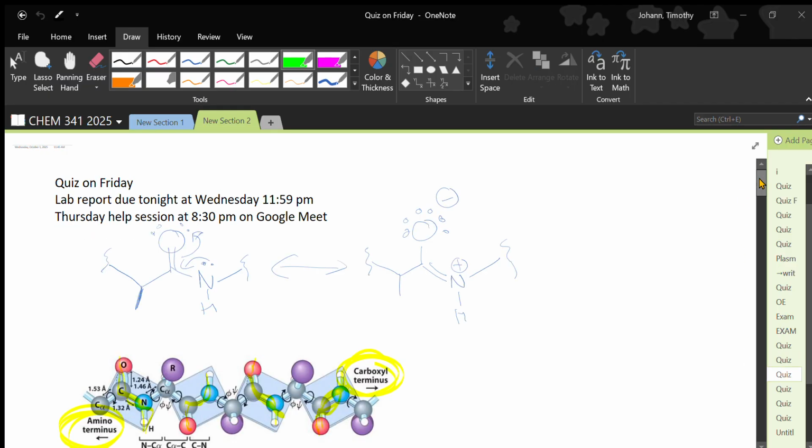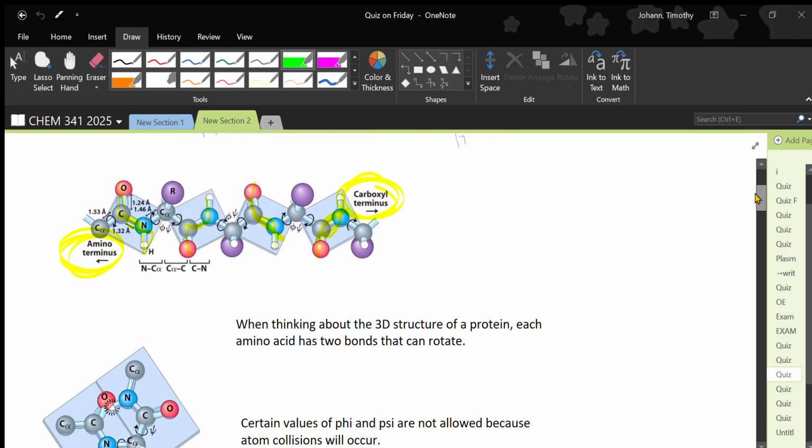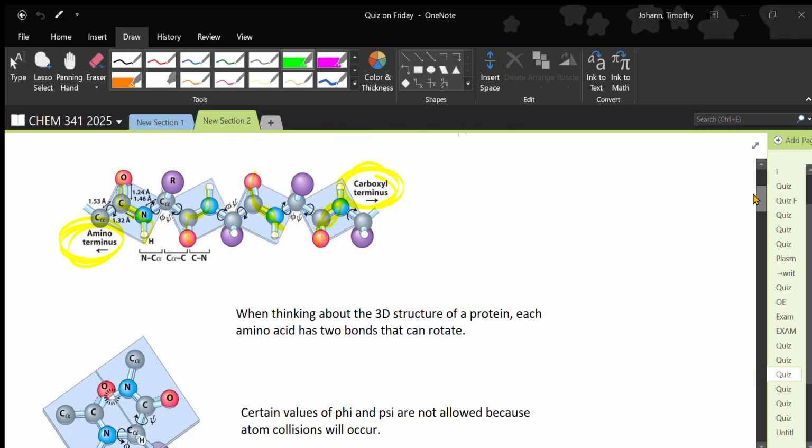All right, here we go. Phi and psi angles. When we think about orientations of peptides, here's a peptide, and here are peptide bonds. These peptide bonds essentially have a resonance structure where we can kick the electrons up here. Did I draw that?